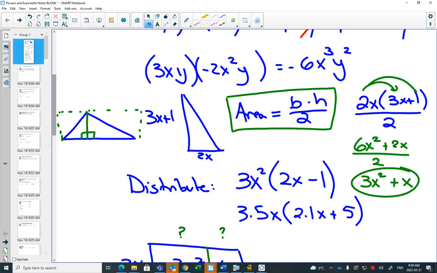Okay, distribute. This times this, this times this. Combine like terms, but this one won't have like terms. This times this, you're going to have to use your calculator. 3.5 times 2.1. Man, that would be 7.35. Okay, and 3.5 times 5, 17.5.